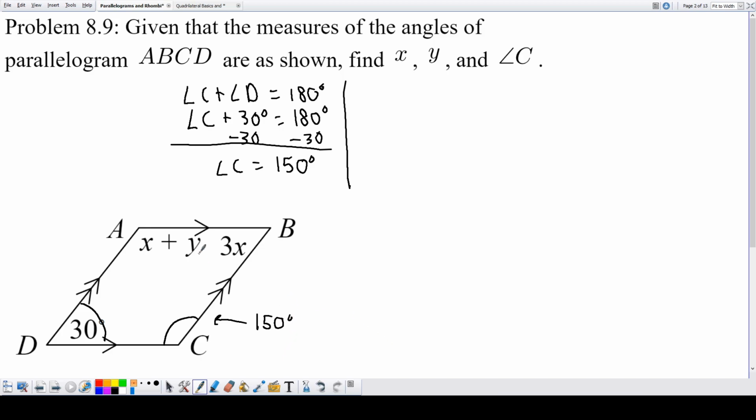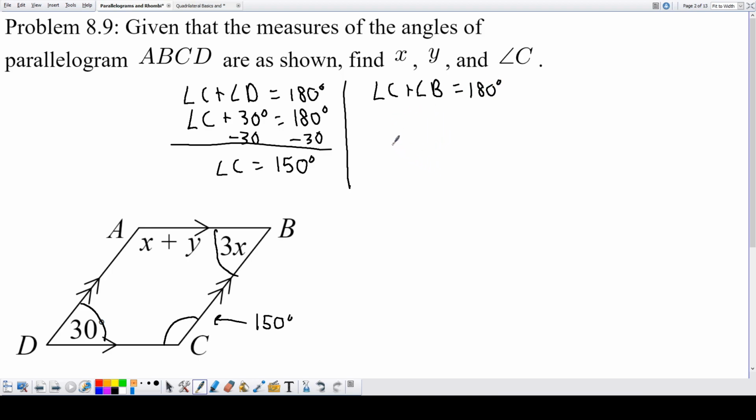So from there, we can say that angle B and C are also same side interior. They're on the interior of the parallel lines AB and DC, same side of the transversal BC. So we know that the angle at C plus the angle at B is equal to 180.